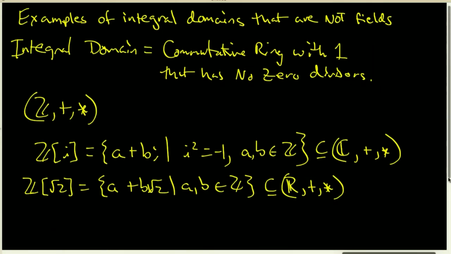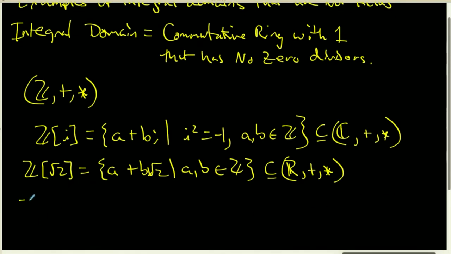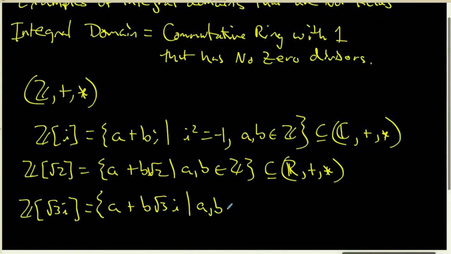You can also combine these two ideas together and look at something like Z adjoined with the square root of 3 times i. That would be the set of a + b times the square root of 3 times i, where a and b are inside the set of integers, and i squared, of course, is -1. And this again would be another subring of the complex numbers under its multiplication.